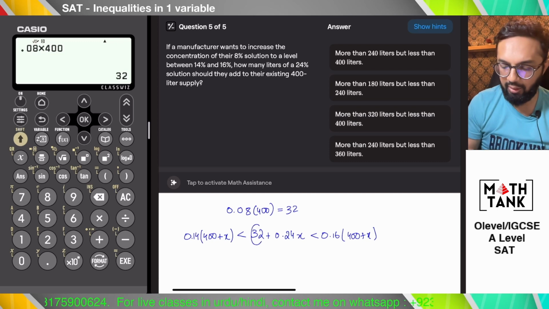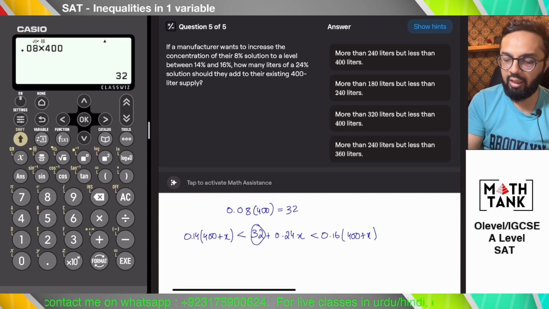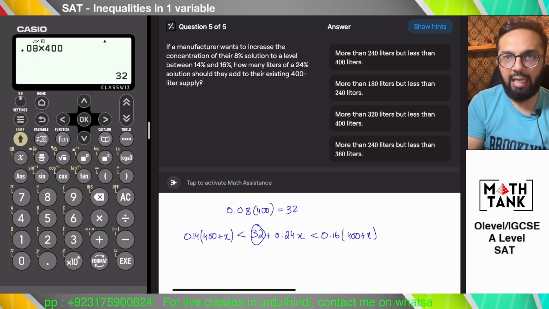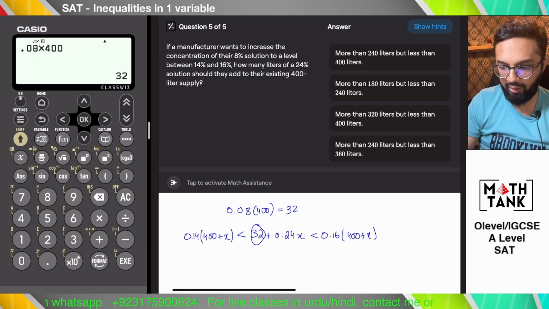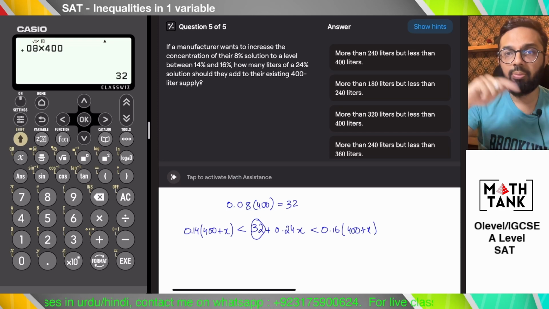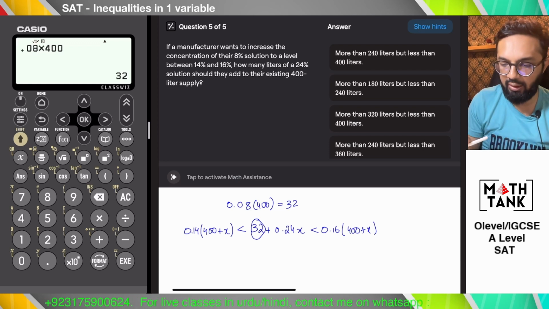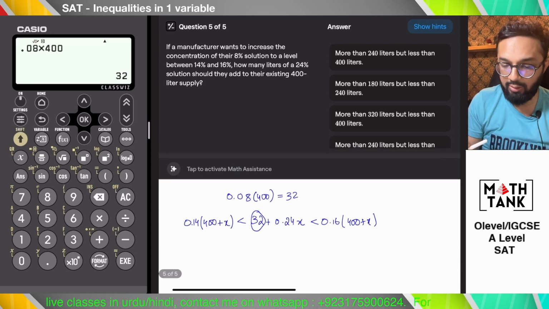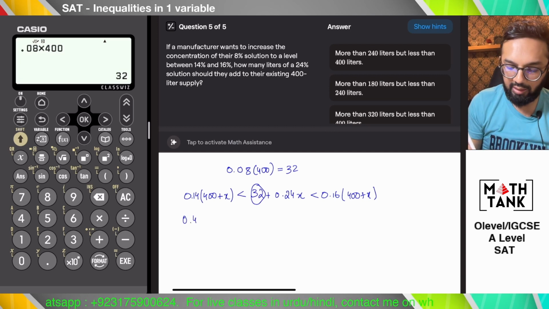What I've created in the middle, 32 is the original quantity of the chemical that I have. Then I'm adding a new solution with the quantity x. It has a concentration of 24%, so that's 24% of x. Okay, so 0.14 times 400 initial, and then x what is added, and 0.16 times 400 plus x is again initial plus what I added. I want my total concentration to stay between these two limits. Okay, so the first inequality that I am solving is this.